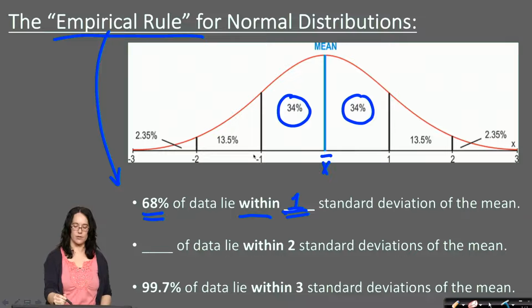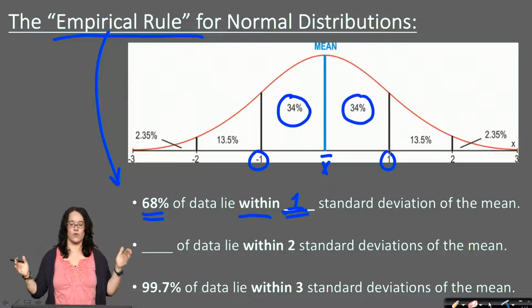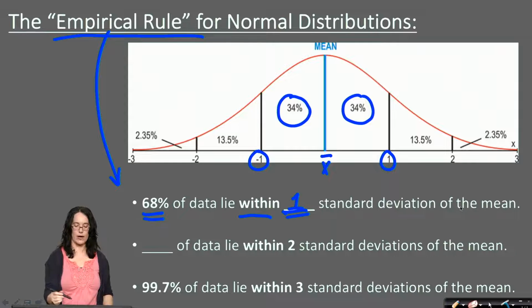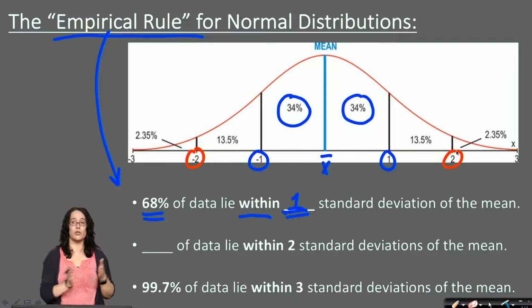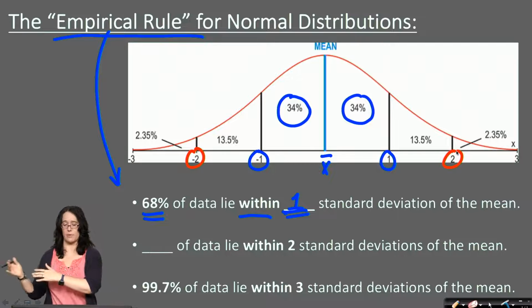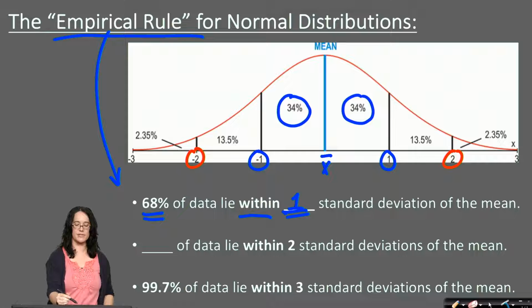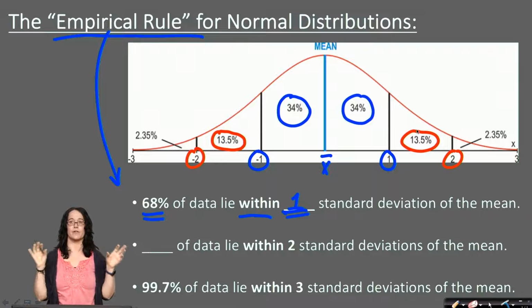So if you go out, this is like our z of -1, right? If you go out one below or one above, one standard deviation in either direction, you would have 68% of all of your values there, okay? So that's the first thing we notice. The next thing we notice is if we go out 2 standard deviations, so -2, that represents 2 below, or +2, that represents 2 above, we are noticing the numbers 13.5 and 13.5, another high degree of symmetry.